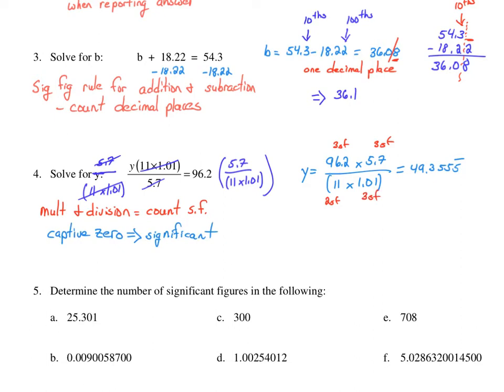So this number has 3 Sig Figs. Our final answer is reported to the same number of Sig Figs as our worst measurement, which has the least number of Sig Figs. 2 Sig Figs here. So we're limited to 2 Sig Figs. We look at the first number to be dropped. It's less than 5, so we just drop all of the remaining numbers. So our final correctly reported result is 49.